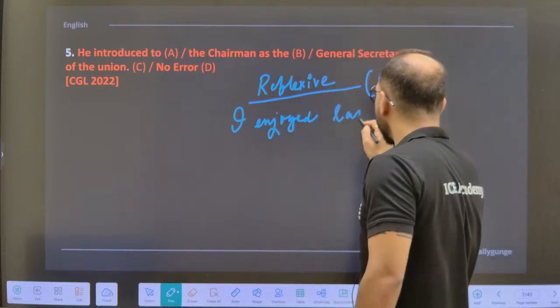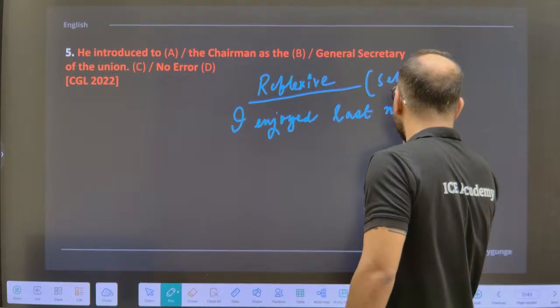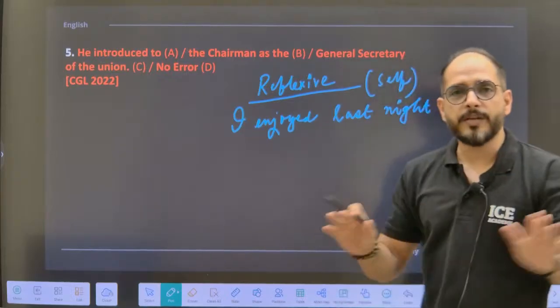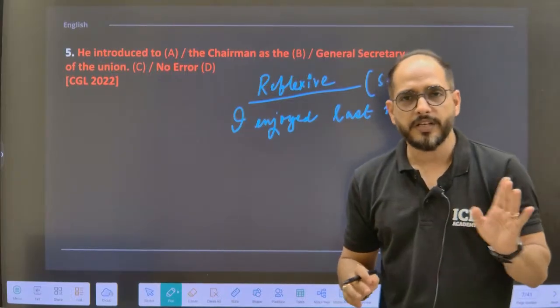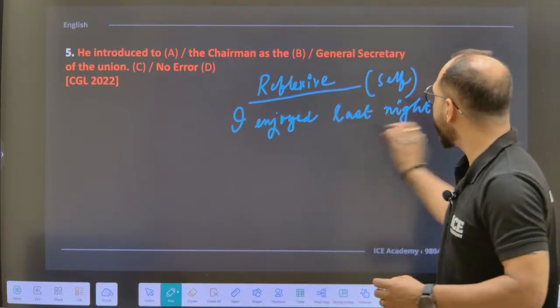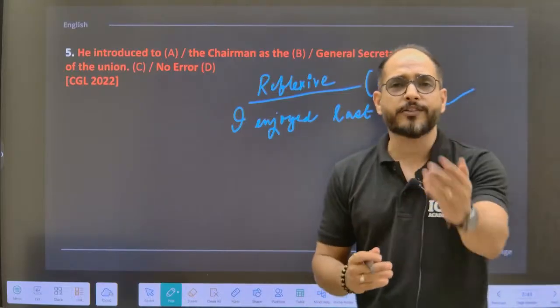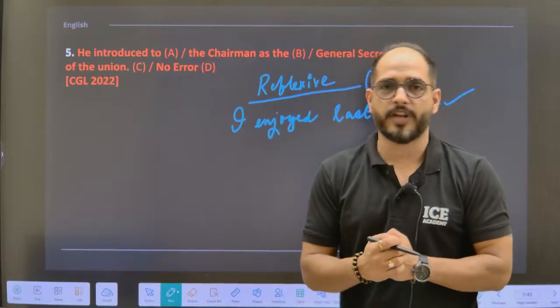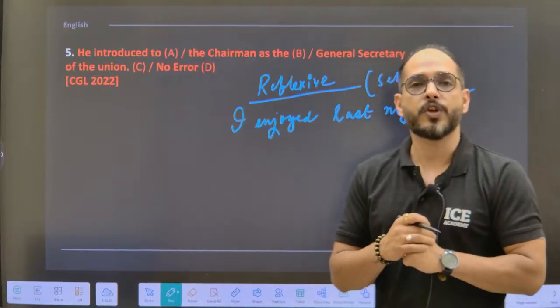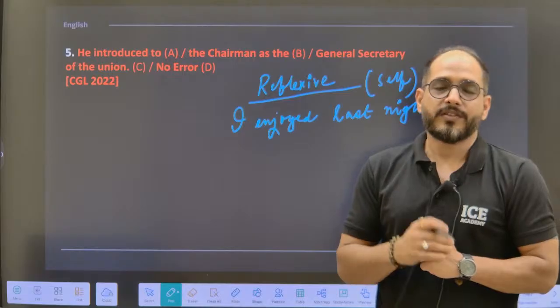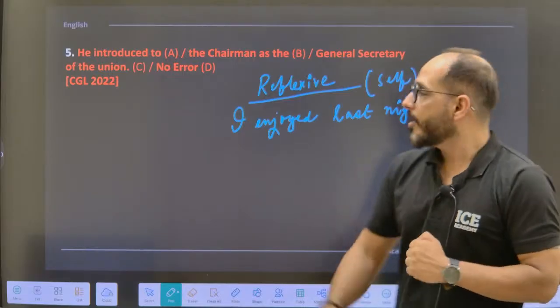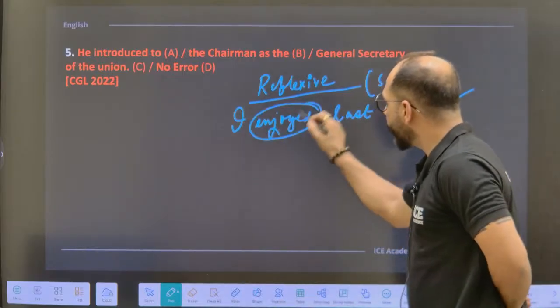I enjoyed last night. It's a very simple question. I enjoyed last night, right? And it seems the sentence is correct. I know if I ask you, most of you will say, yes sir, this is a correct sentence. But this is not a correct sentence. The sentence is wrong. Why? Because, look, this is the verb.